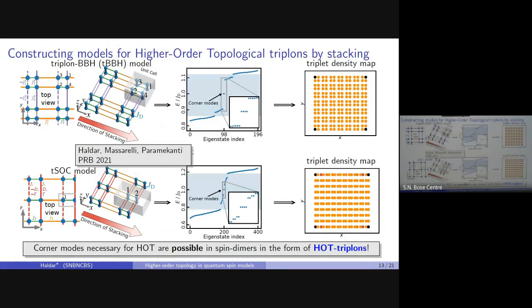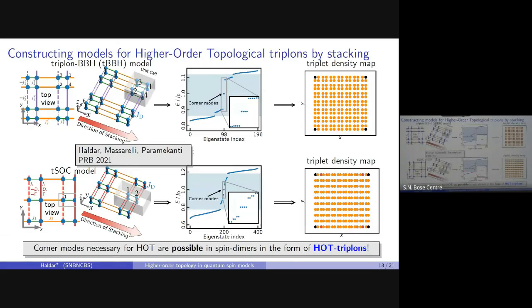So any other question? No, I guess. Okay, can I move on? Right. So now I have shown you the first piece of evidence of fiber topology. We now need to go through that entire checklist I showed you earlier, all the other definitions, like edge theory and shared corner modes, to conclusively prove that these two models are showing fiber topology.